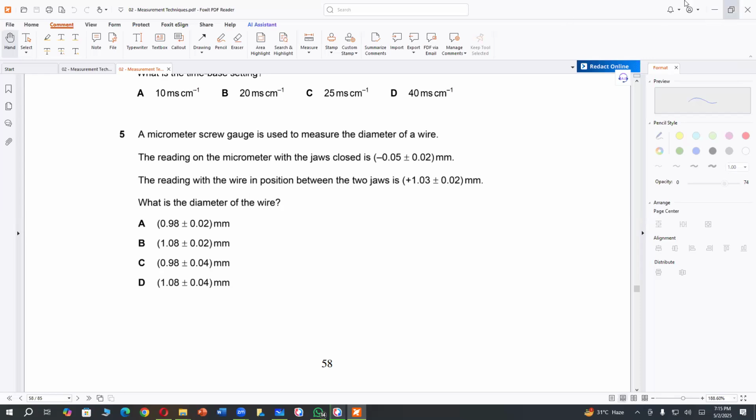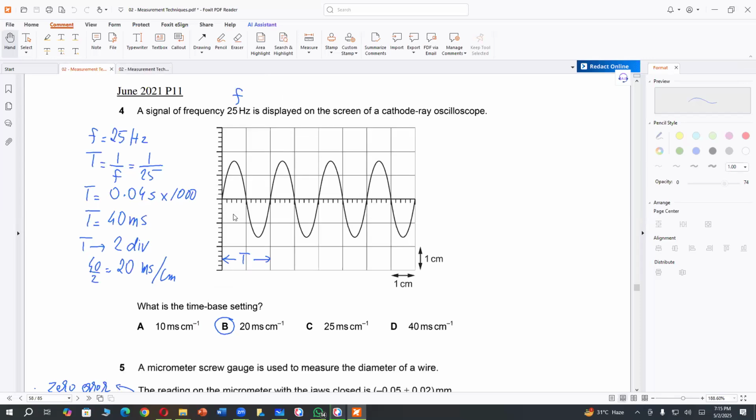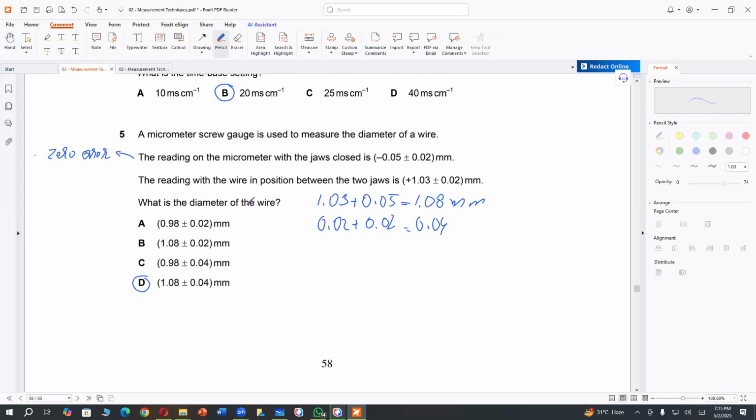So now you have to see the uncertainty. Uncertainty is always added. It's a negative zero error. So I have added the zero error in my reading. Uncertainties are always added. So it is 1.08 and 0.04.